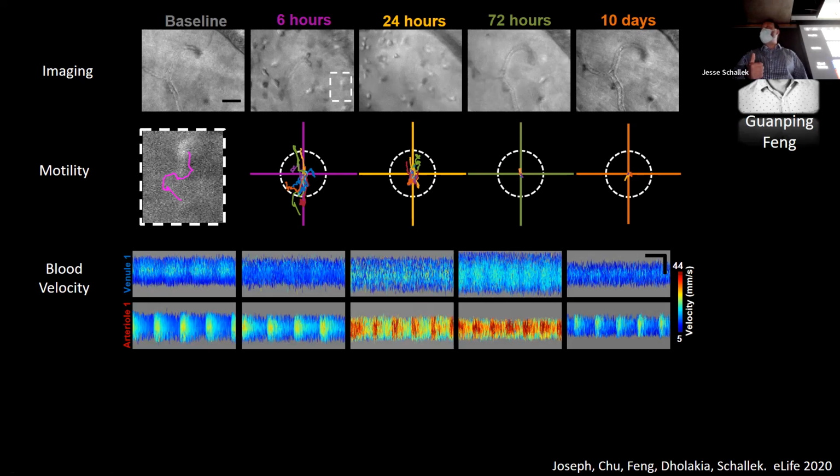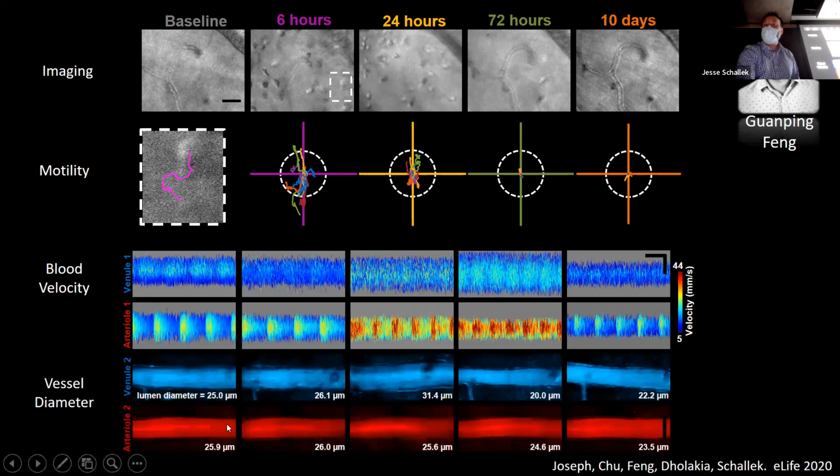But the diameter of those arteries is basically unchanged, whereas venules increase their diameter to increase more blood flow, but the velocity remains relatively constant. Here's another example of that. The artery, basically the same diameter throughout inflammation, whereas the venule increases its diameter substantially to increase blood flow. Why would biology do this? Well, remember, the immune cells have to get to the tissue.